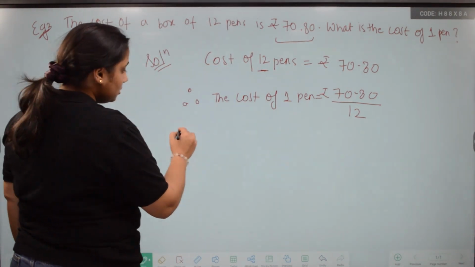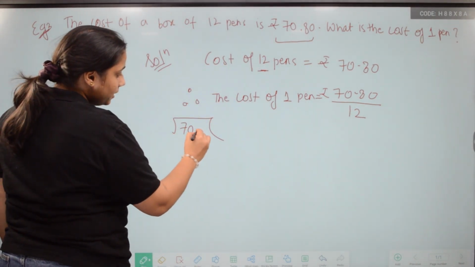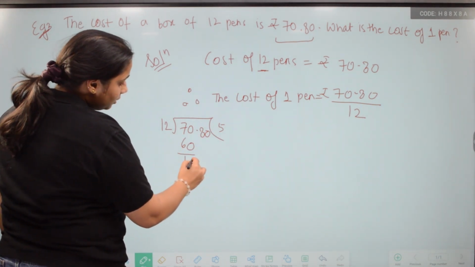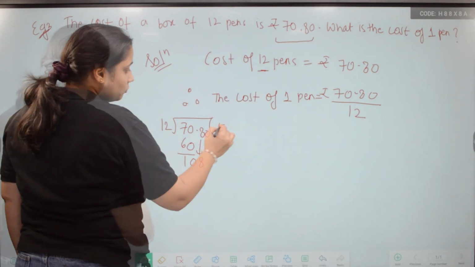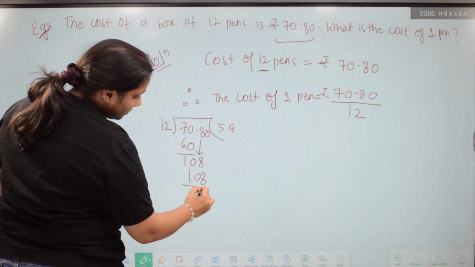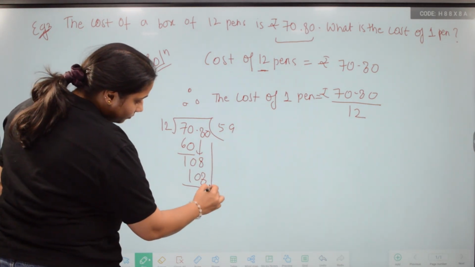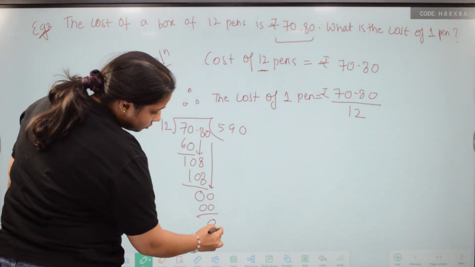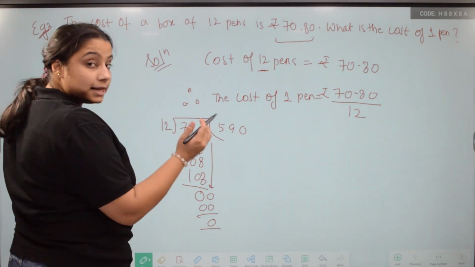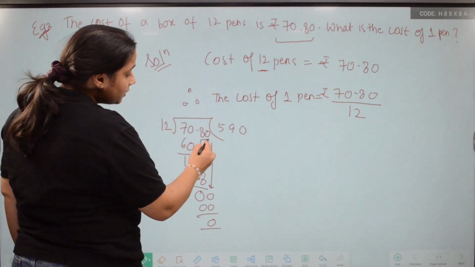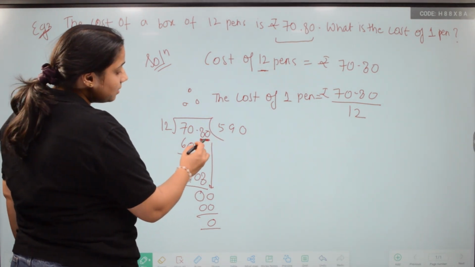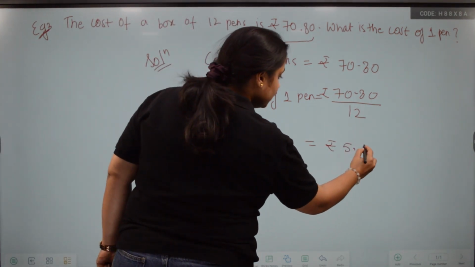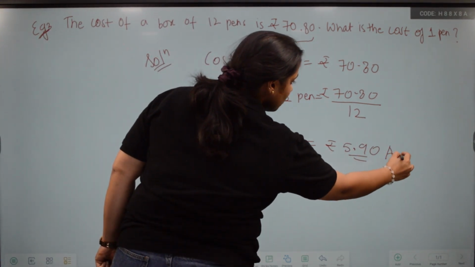So let's divide 70.80 by 12. 12 into 5 is 60. We are left with 10. Bring down this 8 here. 12 into 9 is 108. Bring down this 0, and we know that 12 into 0 is 0. So the remainder is 0. Place the decimal after 2 digits because we have the decimal here after 2 digits only. So the cost will be 5.90. So this is our required answer.